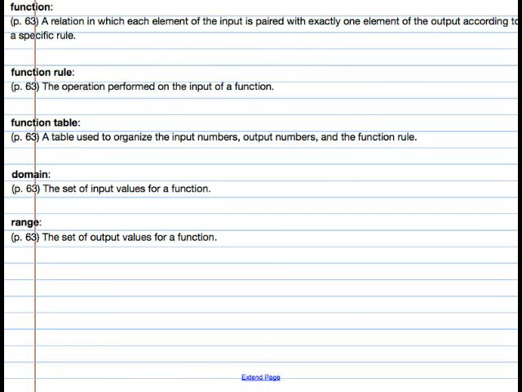This is your vocabulary for this lesson. You are expected to memorize these. You'll be evaluated on your knowledge of the vocabulary at some point in the chapter.